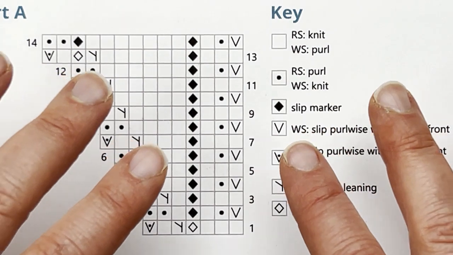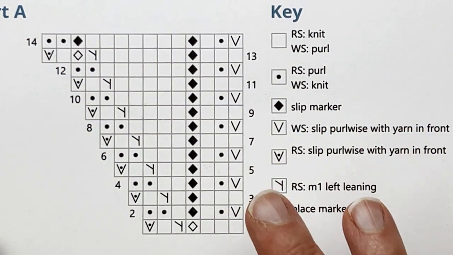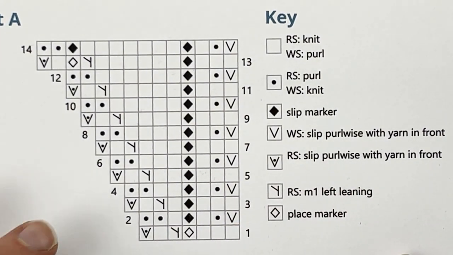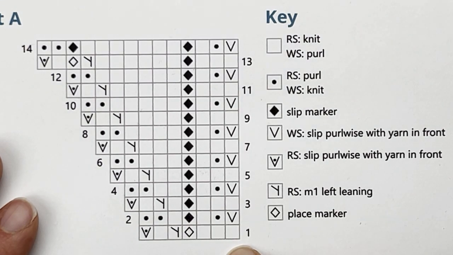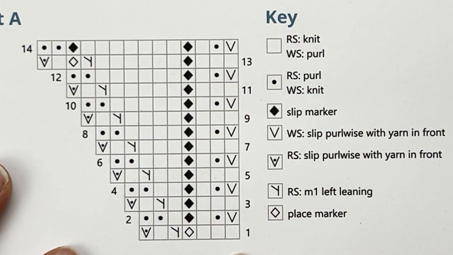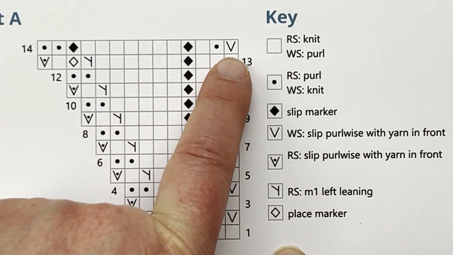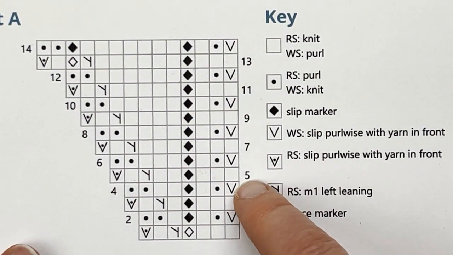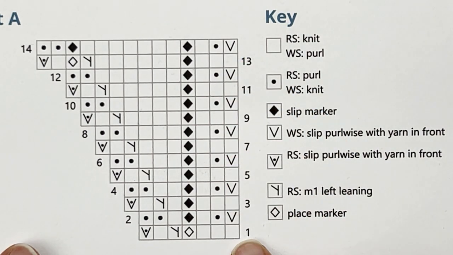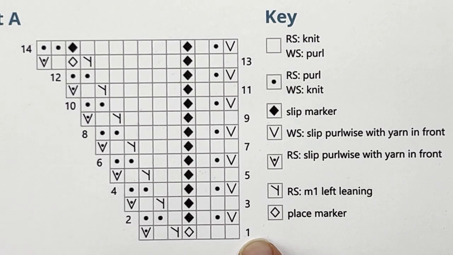So this is one of the charts from my Eleonora shawl pattern, and I just wanted to use this as an example because it's a fairly simple chart to show you. So you start at the bottom where you see row number 1, and you will work your way up towards the top. The odd numbers are your right side rows, the even numbers are your wrong side rows. So you will read this chart.